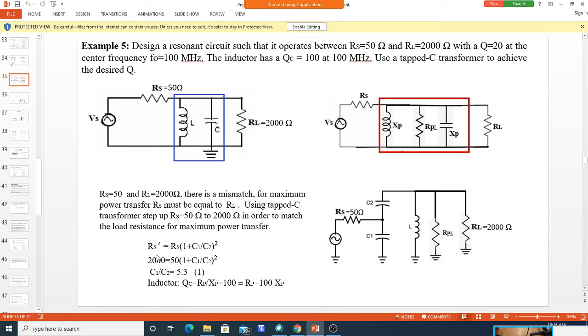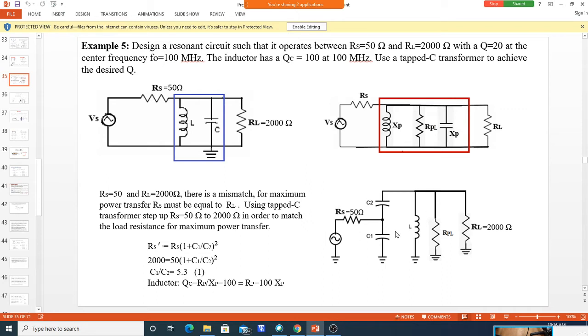So from this equation for tapped C, RS dash equal to RS times 1 plus C1 by C2. Here RS is given, you substitute whatever it is. Now we can get from here the ratio C1 by C2 equal to 5.3. So first you got the ratio of C1 by C2. Next we will see what to do.